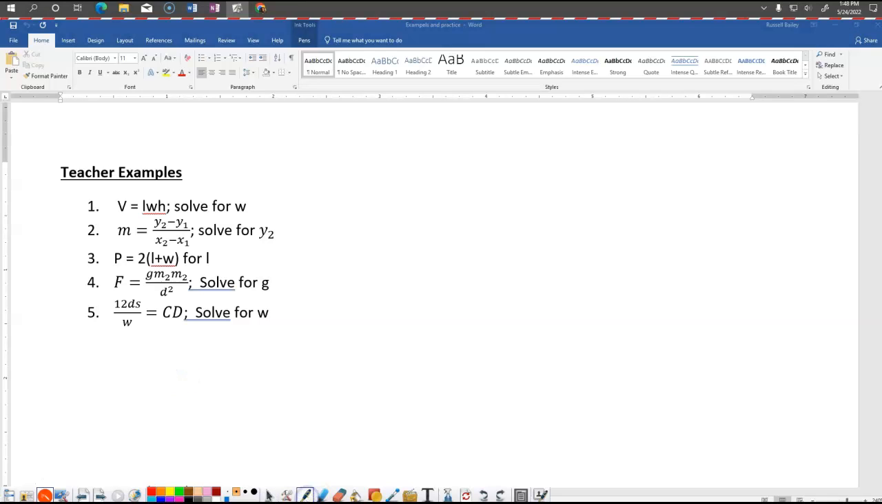Now what makes this one a little bit tricky is that the one that we want to solve for is in the bottom, okay? So the way that you're going to handle that is the first thing you're going to want to do is get it out of the bottom. Okay, multiply both sides by W.